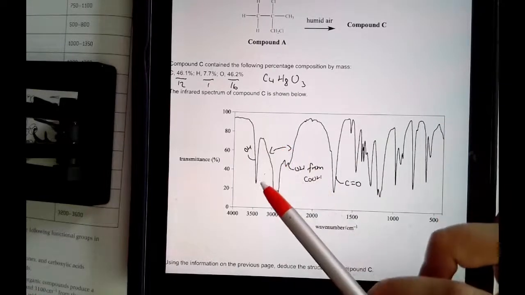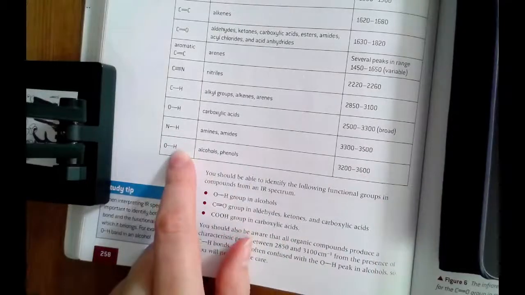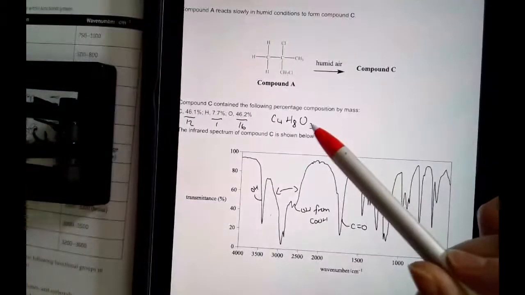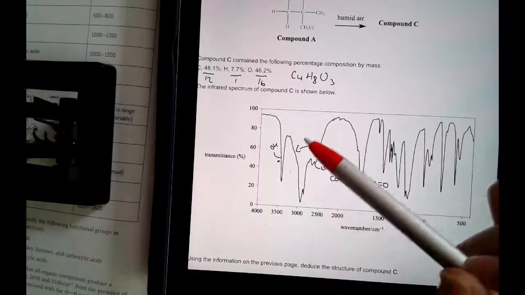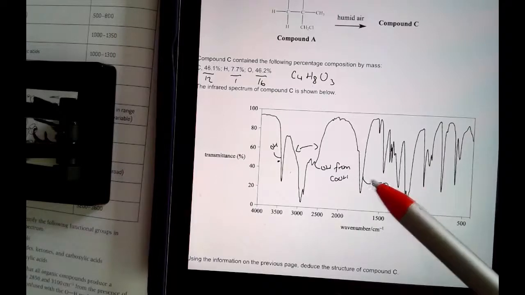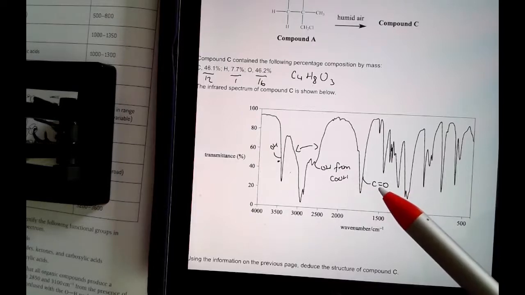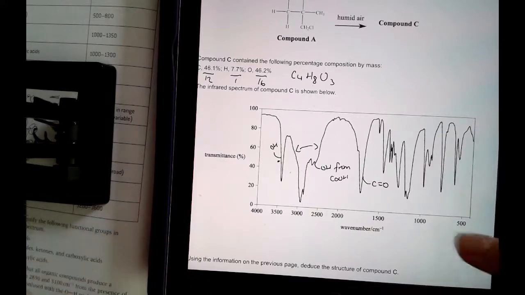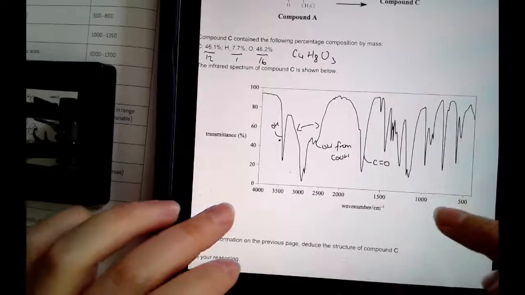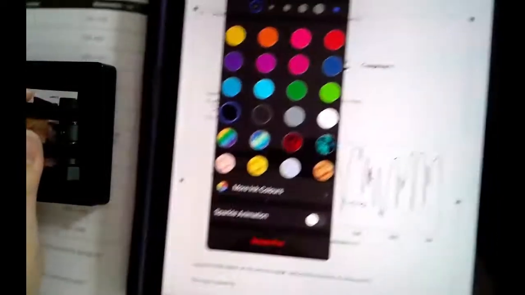We've also got another peak up even higher, almost at 3,500. And again, the only peaks up that high are the NH and the OH. Looking at our empirical formula, there is no nitrogen, so that peak must belong to the OH of an alcohol. So I've got my C double bond O, which must be part of my carboxylic acid group. I've got the OH and C double bond O, so I know I've got a carboxylic acid group. I also know I have an alcohol group, and they are going to be separate from each other. We then need to come up with a structure for compound C.